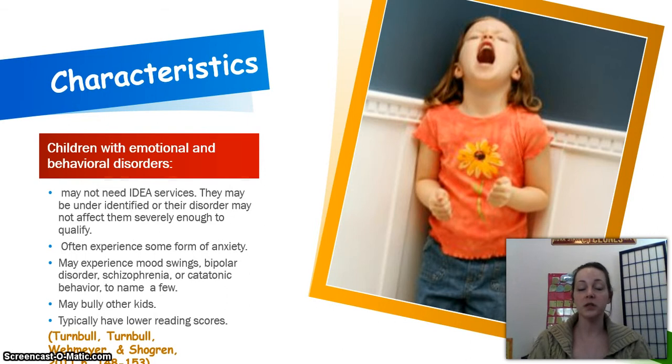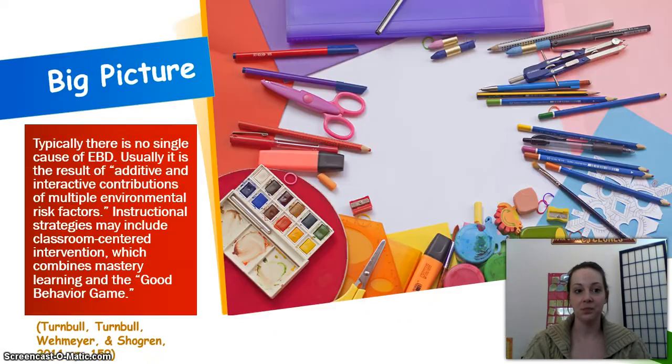But most of these children will suffer from some type of anxiety, separation anxiety, social anxiety, different types. And they tend to have severe mood swings, sort of like those with bipolar. They may even be the one bullying rather than being on the receiving end. A lot of these kids, they take out their frustrations on other people, and it's very unfortunate. And unfortunately, these types of students also typically have a lower reading score than those without.